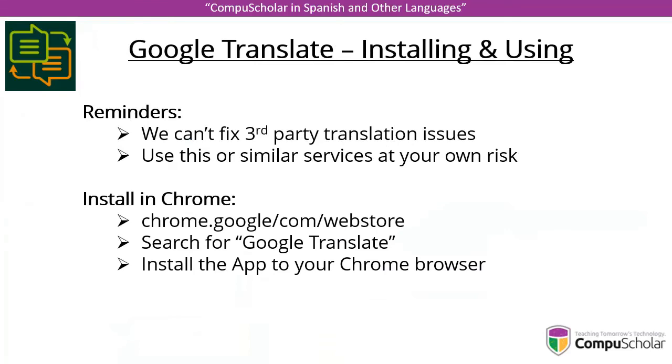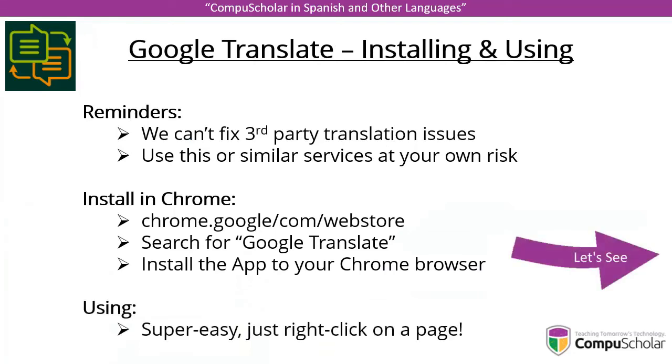So in order to install Google Translate, you just go to chrome.google.com/webstore, you type in Google Translate in the search bar, and then you install the resulting app in your Chrome browser. And then when you need to use it, it's super easy. You just right-click on a page and you translate it to any desired language. So let's see how this works.